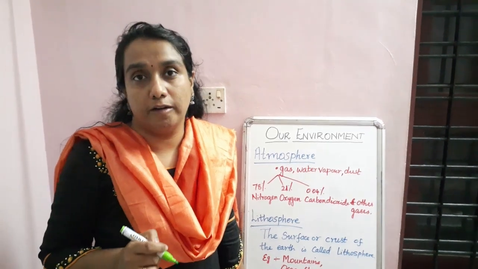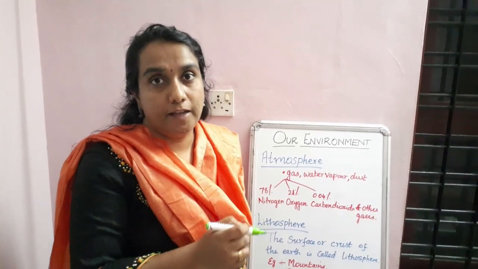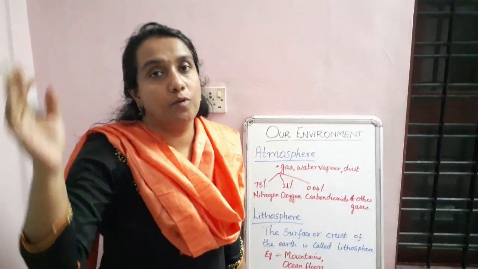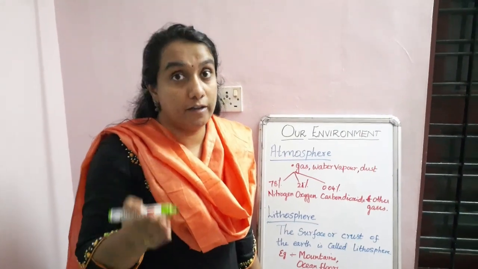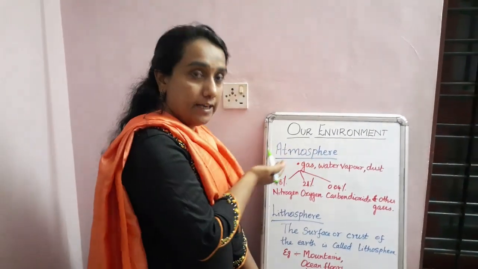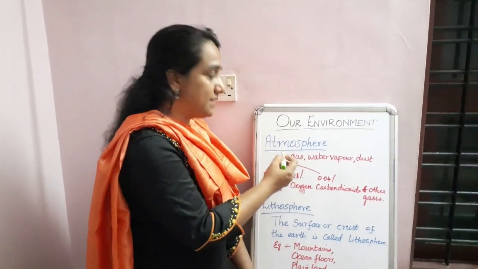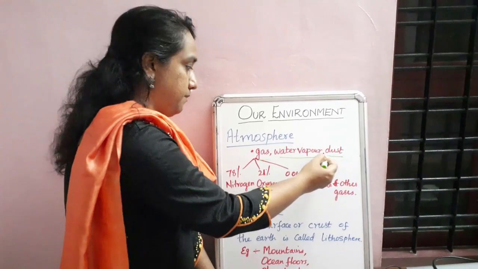So the next important part of our environment is the atmosphere. Atmosphere means the air around us. It contains different types of gases, water vapor, and dust particles. So let's see what the atmosphere is. Atmosphere means gas, water vapor, air, and dust particles.